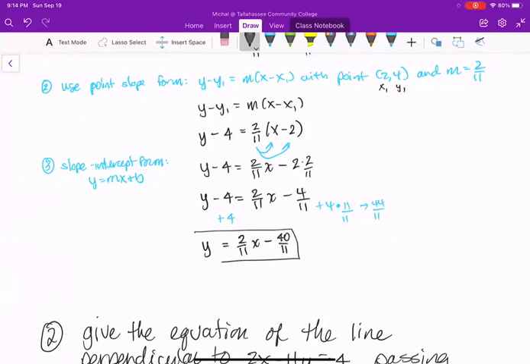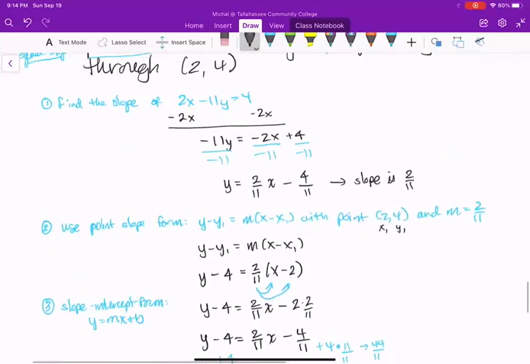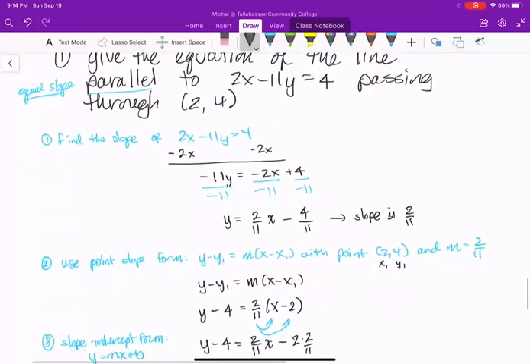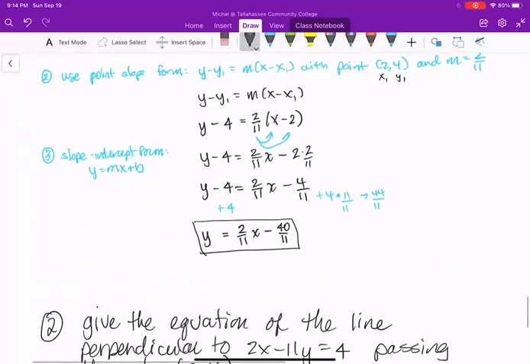And that is our equation of the line that is parallel to the given line of 2x minus 11y equals 4, passing through the point (2, 4). It's parallel because it has the same slope. But notice that the y-intercept is different.